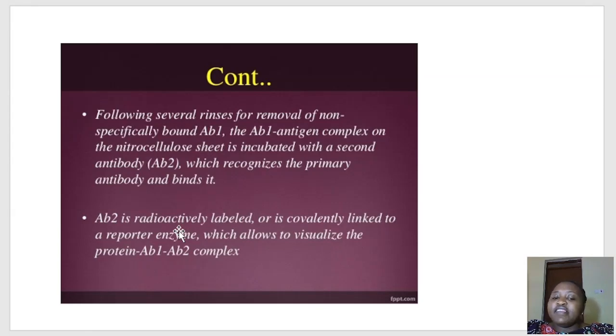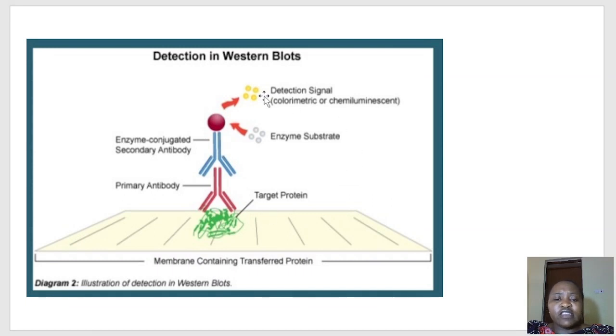We can have it tagged or labeled to a fluorophore, so that now you can either use autoradiography, you can use fluorescent microscopy, you can also visualize using the naked eye, that is chromogenic or change in color. So this is just a setup. You have your target protein, and this is your membrane that has your transferred proteins.